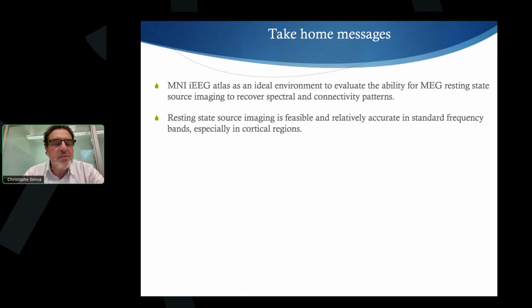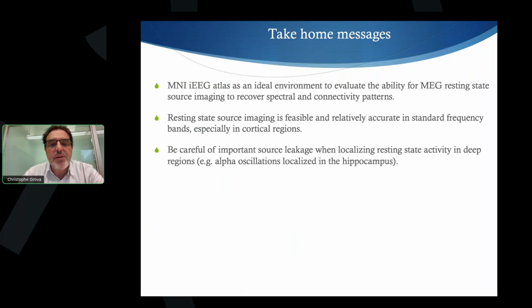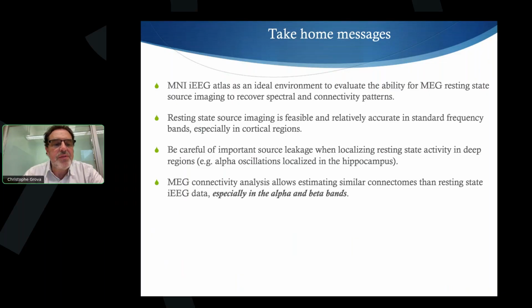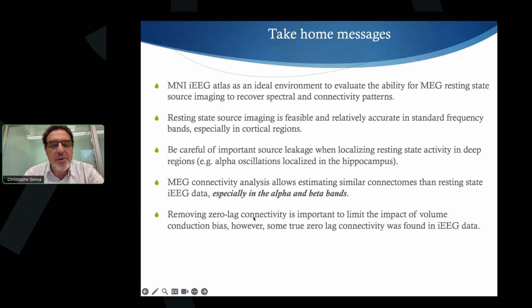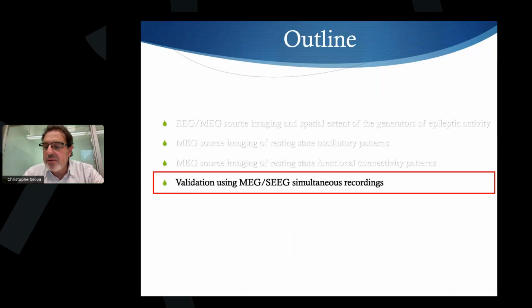So far we showed that the intracranial EEG atlas is a good environment to do this validation for MEG resting state data. MEG resting state analysis is feasible and accurate, mainly in cortical regions. Let's be careful when we involve deep regions. And it remains quite stable, notably in the alpha and beta bands. So removing zero lag seems important to remove the impact of volume conduction bias, but it could also remove some true connections.